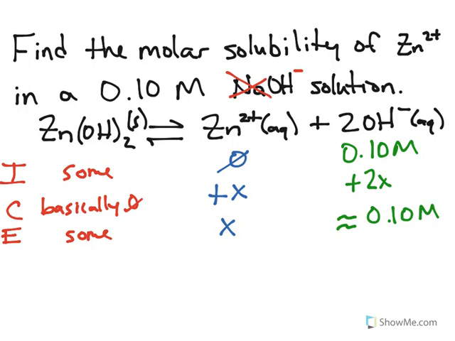Now, why is that important? If you didn't make that assumption here, then you would have ended up with 0.1 plus 2x, which is the making of a quadratic, and I really want to avoid that.